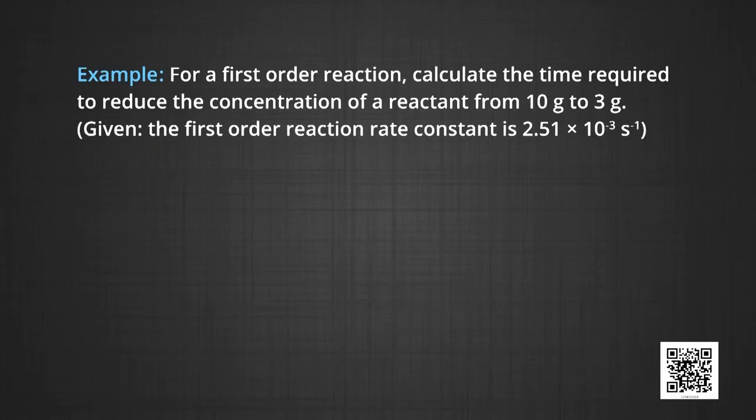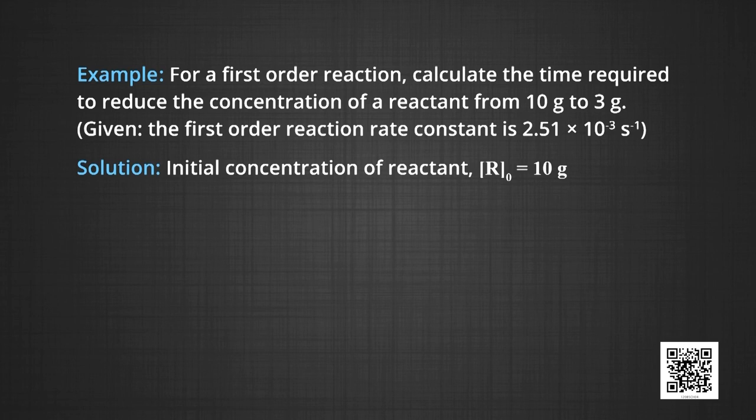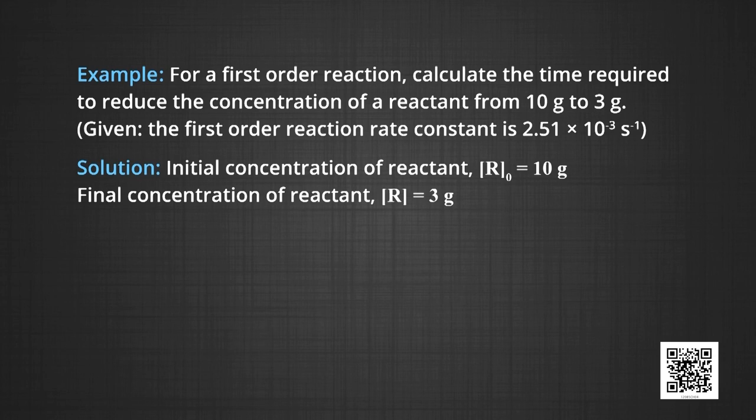Now, let me take another example. For a first order reaction, calculate the time required to reduce the concentration of a reactant from 10 grams to 3 grams, given the first order reaction rate constant is 2.51 into 10 raised to power minus 3 per second. Now, let's solve it. The initial concentration of the reactant R0 is equal to 10 gram. The final concentration of the reactant Rt is equal to 3 grams. The rate constant given is 2.51 into 10 raised to power minus 3 per second.